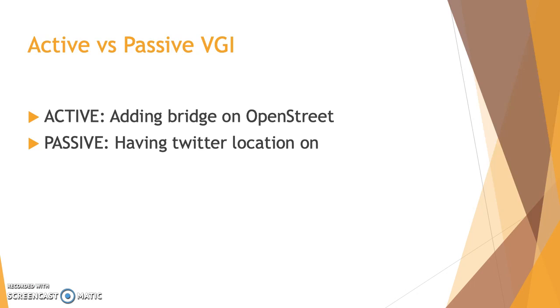There are two types of ways people can participate in VGI, active and passive. Active participation is adding a bridge on OpenStreetMap. You're actively doing this process. But a passive way would be having Twitter location on. Each time you tweet, Twitter knows the geographical information of where that tweet was sent. So people could download the Twitter API and use this information to map out where all tweets have been sent out.